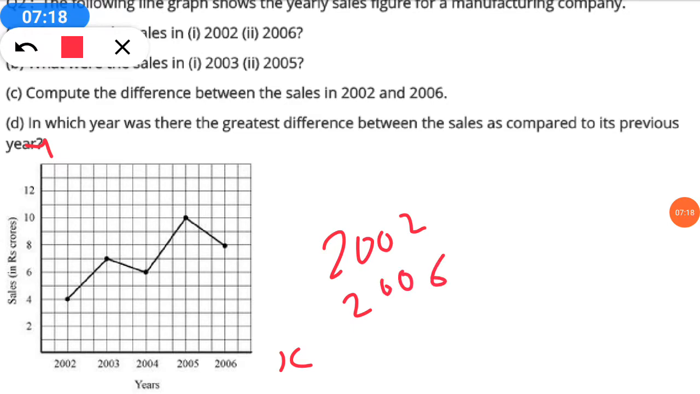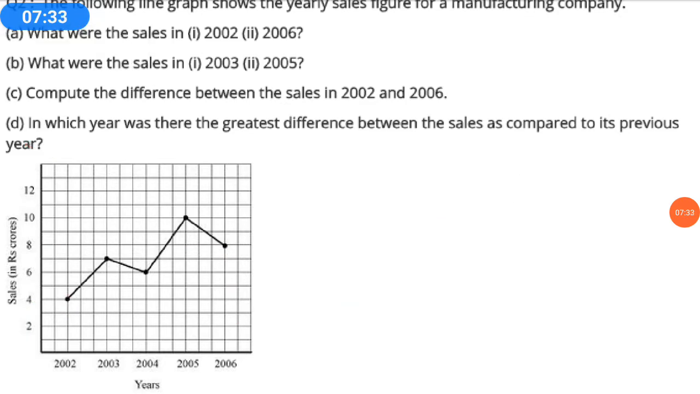So what will be the sale? Sale is over here mentioned. So 2002 we are having the sale as 4, isn't it? And in 2006 the sale is here. We can see it will be 8, isn't it? So we can write the answer as 4 and 8. Moving toward the B part of the question, 2003 and 2005.